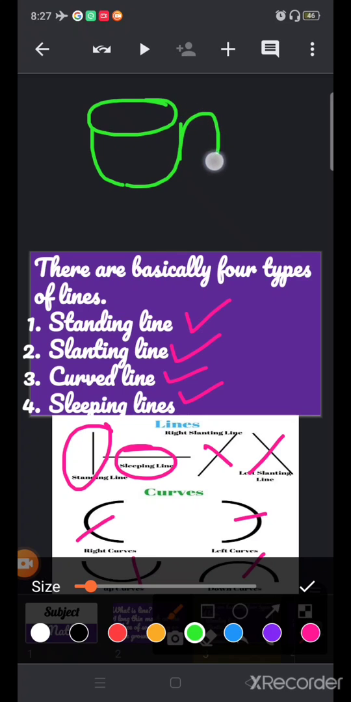This is also a curved line, and for this saucer again you will use a curved line. So this is a curved line, this one is also a curved line, this is also a curved line, and these two lines are also curved lines. So for this cup, which type of line did you use? Curved line, isn't it? So one more, I am showing you one more picture.